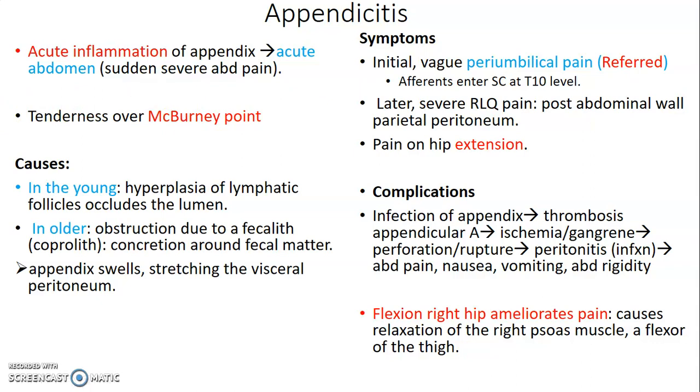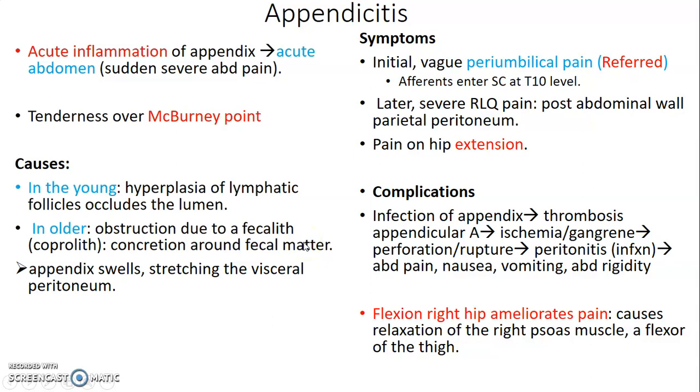What are the causes of appendicitis? In the young, you'll find a hyperplasia of the lymphatic follicles. I've said the submucosa has lymphoid follicles. So when there's hyperplasia, an increase in the number of cells in the lymphoid follicles, it causes appendicitis. While in older people, appendicitis is due to obstruction due to a fecalith. Fecaliths are also called coproliths, and these are just concretions around fecal matter.